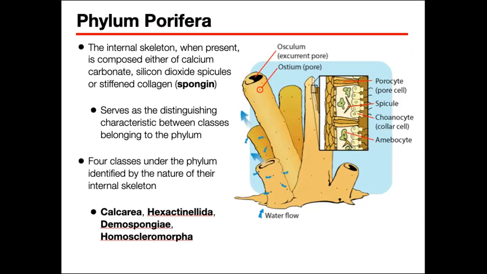This is actually a sister clade of Calcarea, and they lack many common characteristics like a head and a mouth, but both Homoscleromorpha and Calcarea are composed of calcium carbonate na internal skeleton. Pero pinagkaiba lang nila, si Homoscleromorpha, wala siya nung definite na shape. Parang very random and irregular yung kanyang shape. Okay? So that's one way for us to classify sponges.